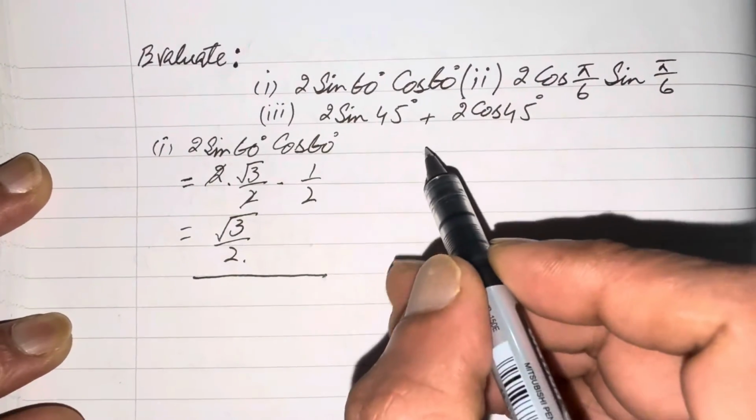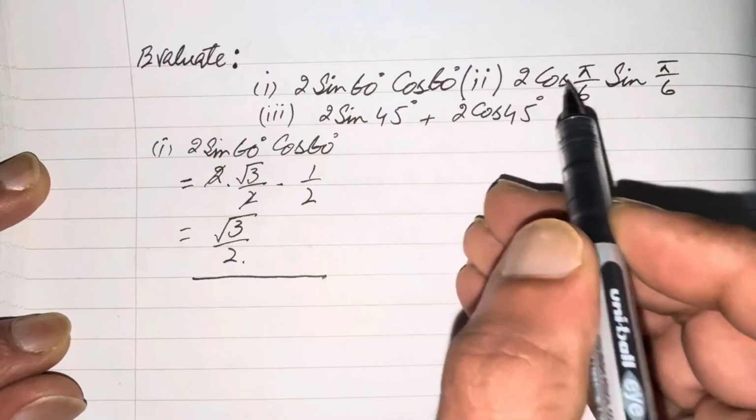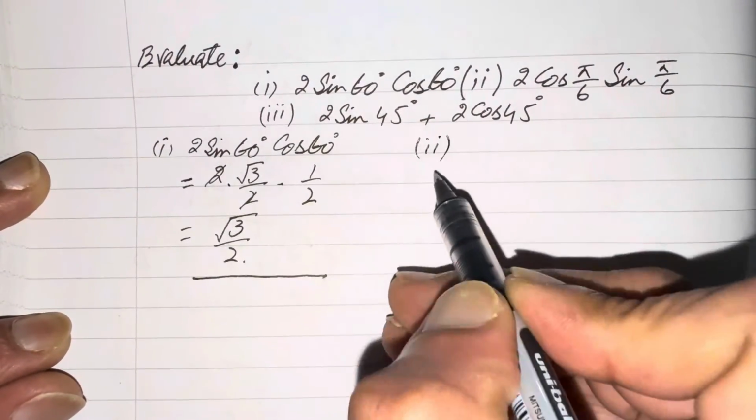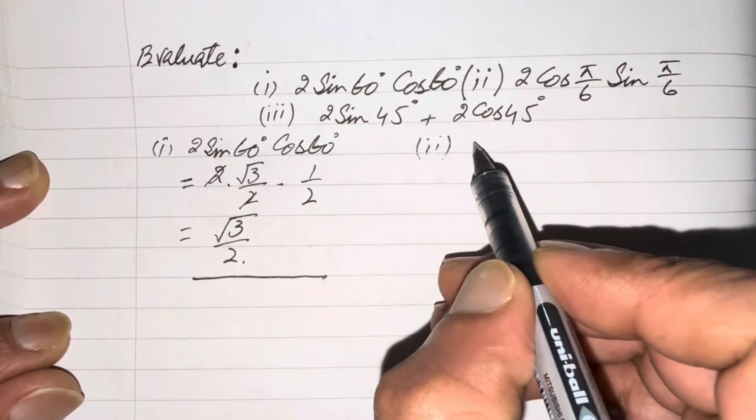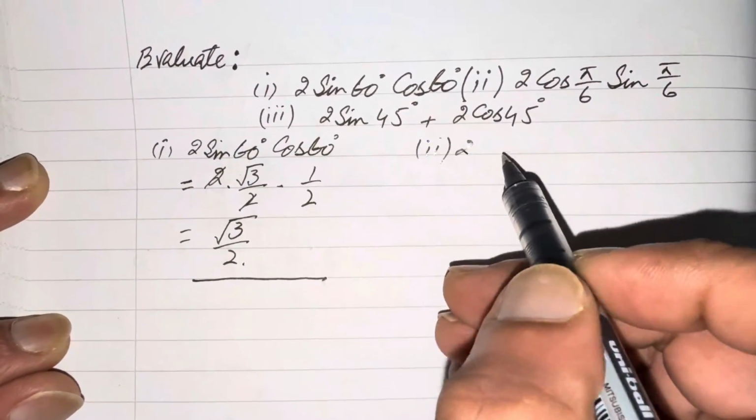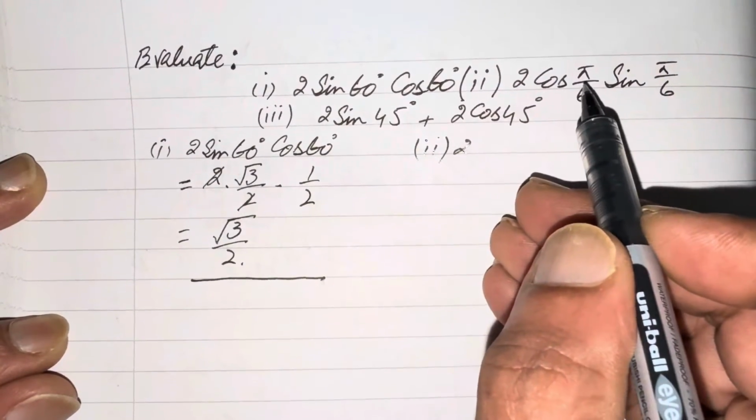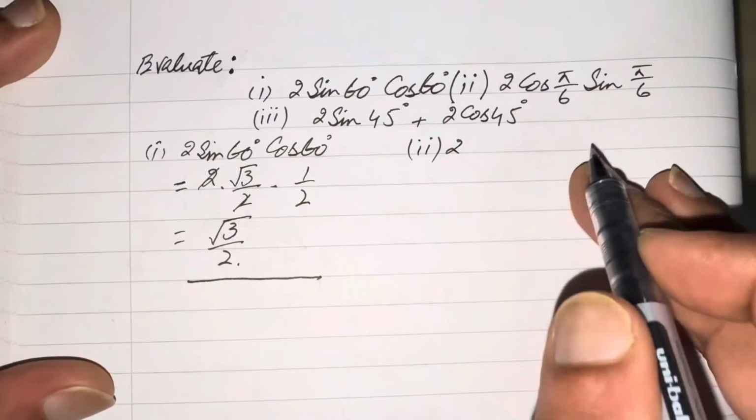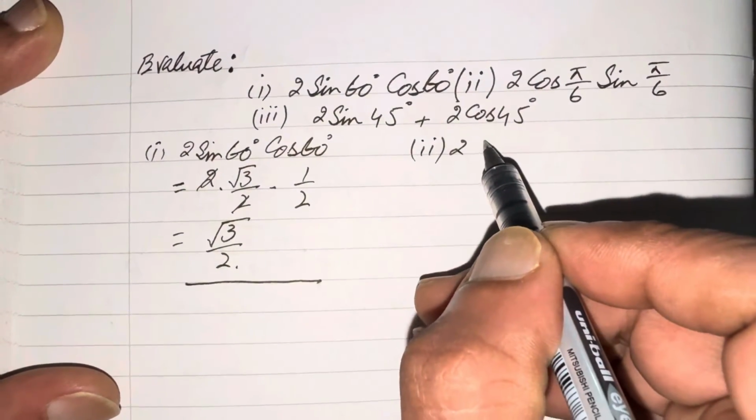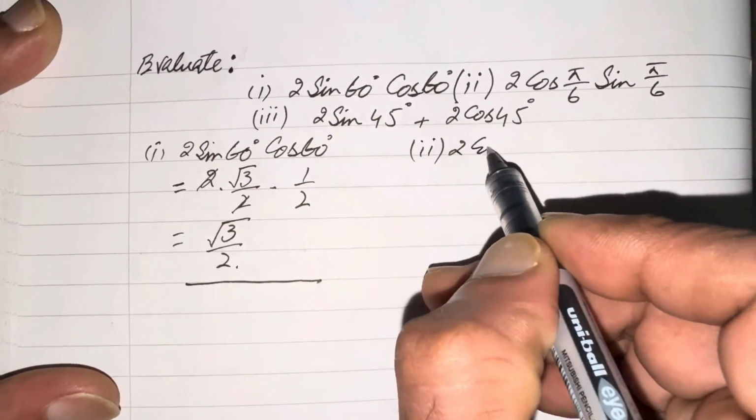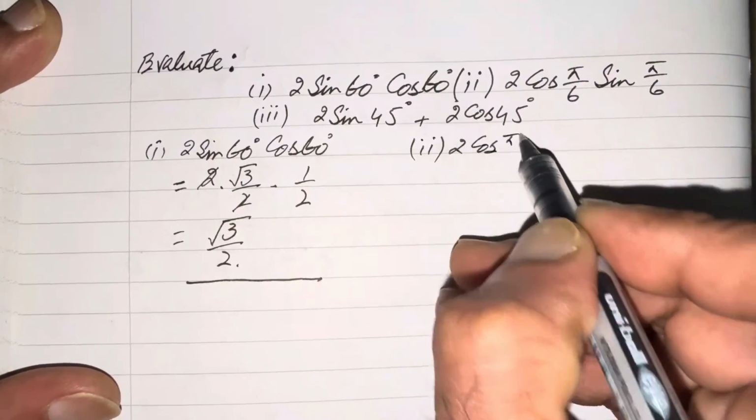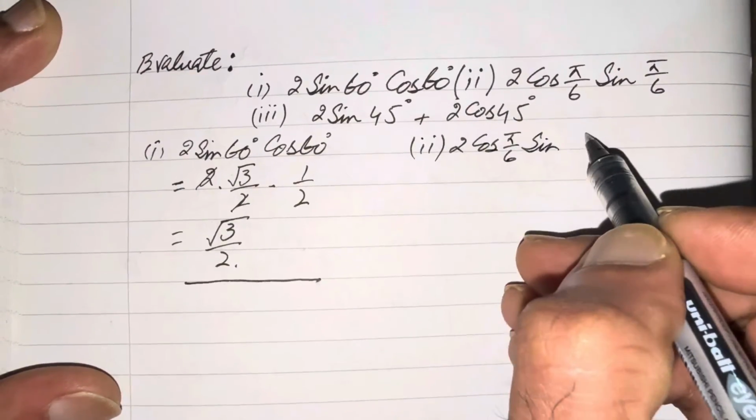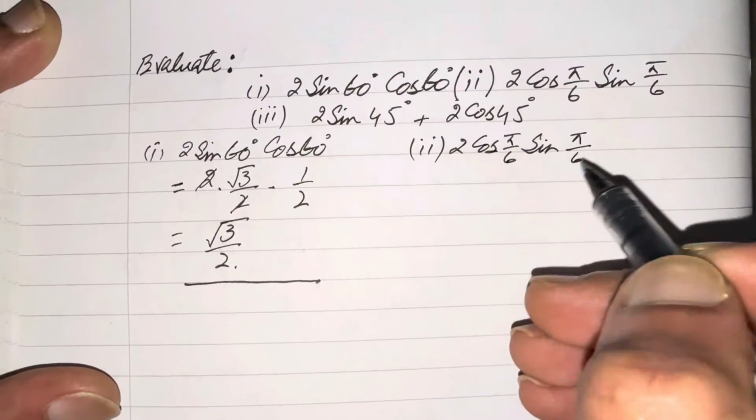Now in our second question, the second question is given as 2 cos pi over 6 and sine pi over 6. You remember that I told you that pi is considered as 180 degrees in trigonometric ratios.